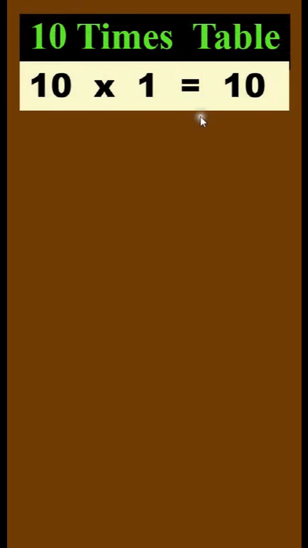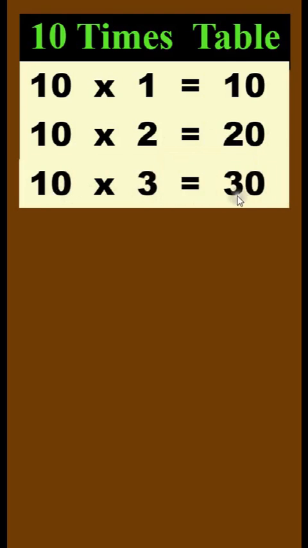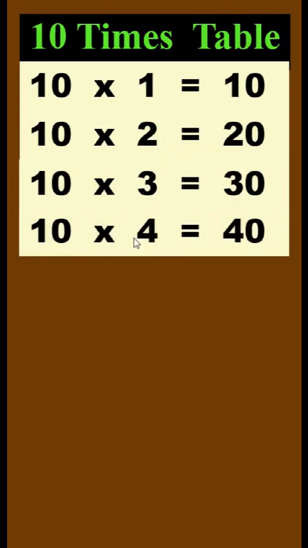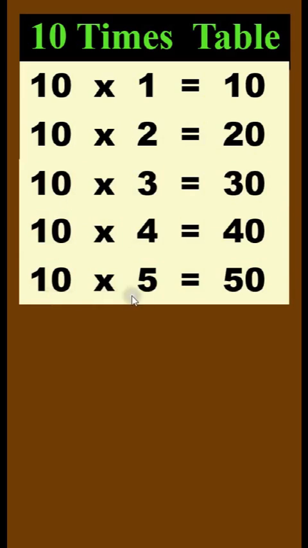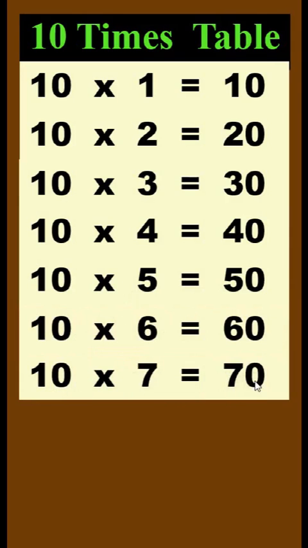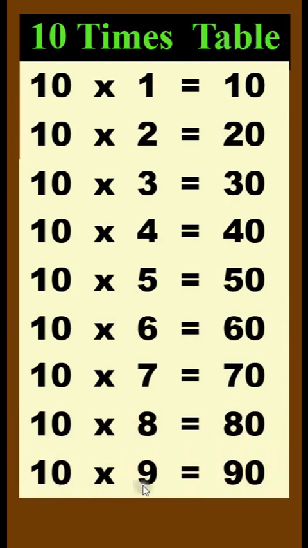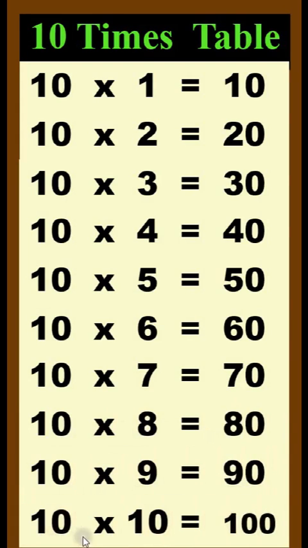10 times table. 10 times 1 is 10. 10 times 2 is 20. 10 times 3 is 30. 10 times 4 is 40. 10 times 5 is 50. 10 times 6 is 60. 10 times 7 is 70. 10 times 8 is 80. 10 times 9 is 90. 10 times 10 is 100.